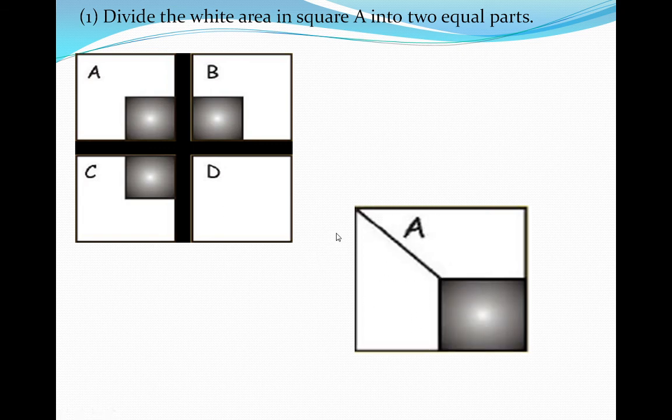Look at here. This is the A part which is separated from this figure so that you can understand easily. This is a white portion and this is a black portion. And we have to divide this white area into 2 equal parts. So by drawing this slanting line, I can divide this white portion. In this way, you have to complete this activity in your notebook by drawing the proper card puzzle.